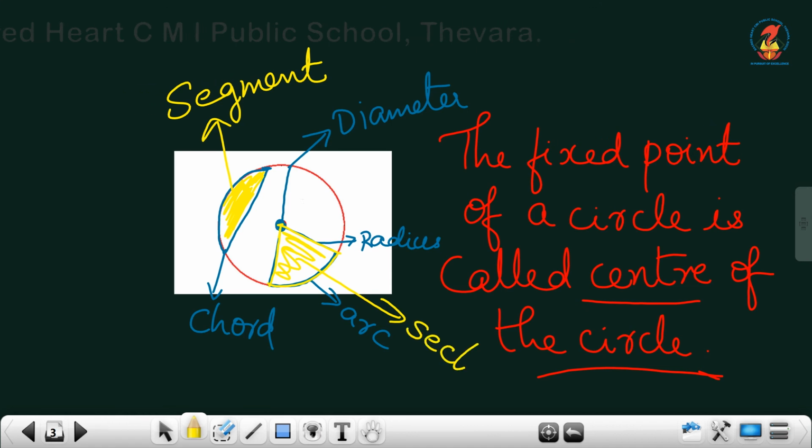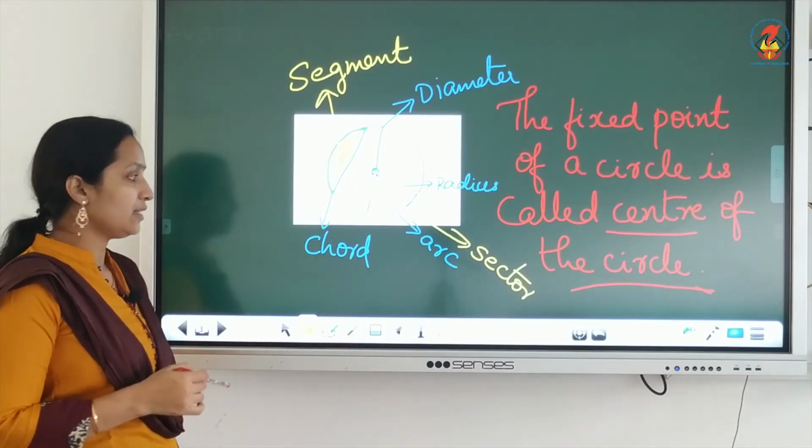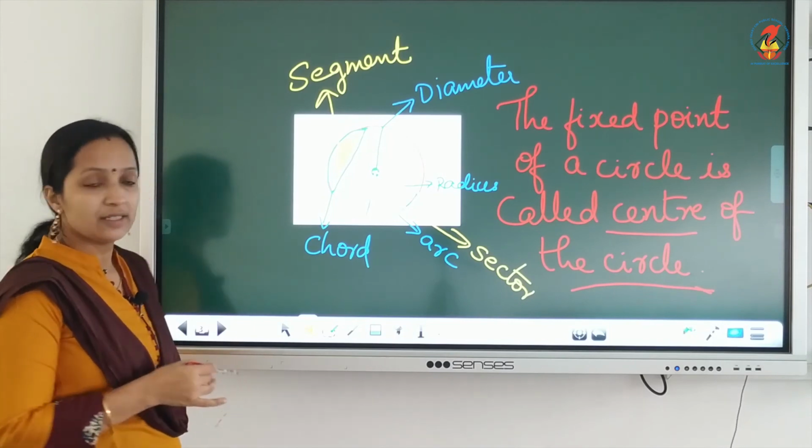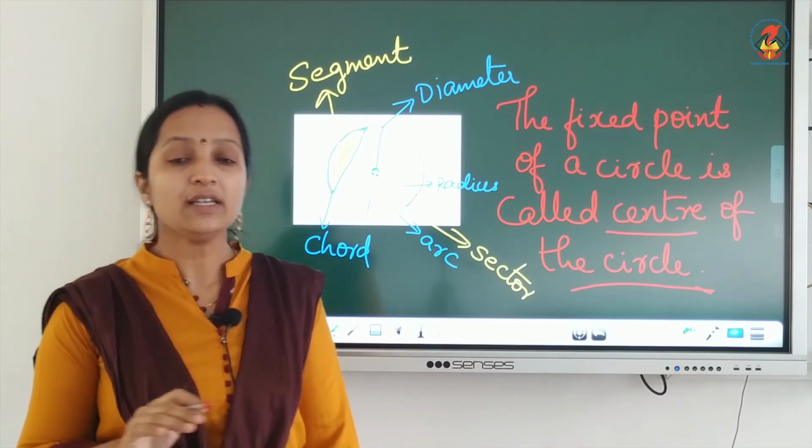I hope all the topics are clear. Just study the definitions, it will be more clear for you, okay? So, radius, diameter, chord, arc, circumference, sector, segment. These are the important topics in the circle section.